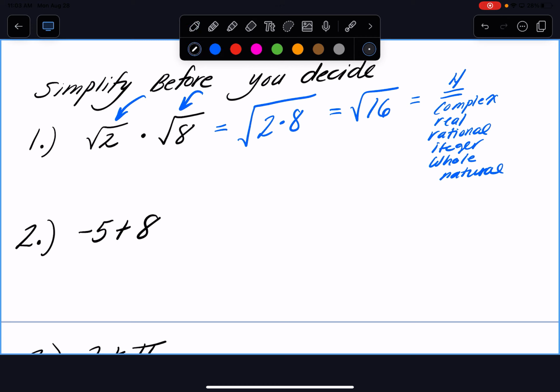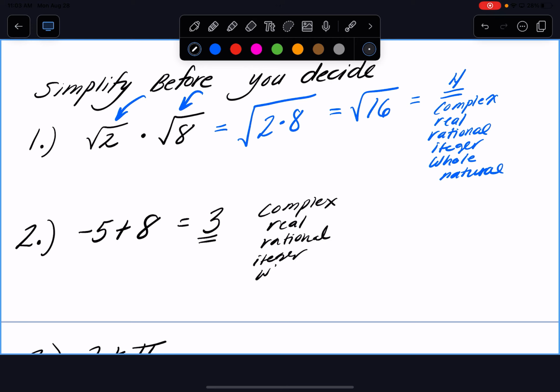Negative 5 plus 8 is 3, correct? So you simplify first. Then you'd say complex, real, rational, integer, whole number, and natural.